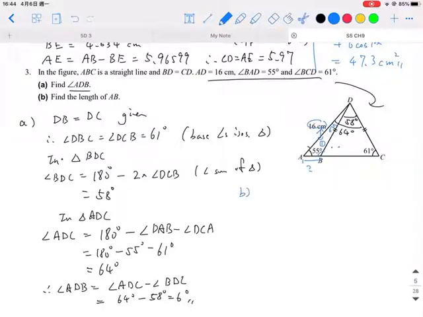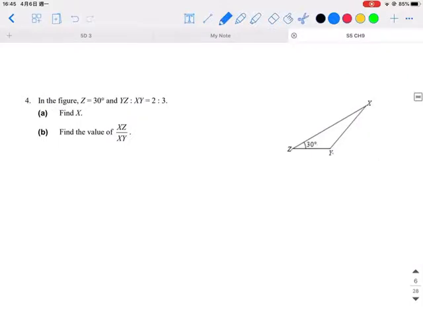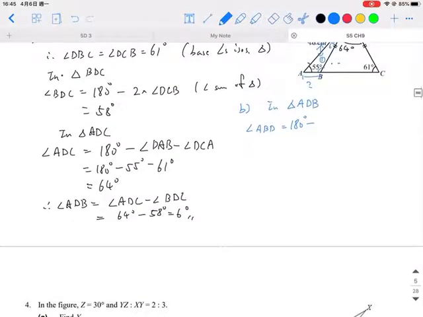To present it, in triangle ABD, the angle ABD is equal to 180 minus angle DBA, and then minus angle ADB, which is equal to 180 minus 6 degrees minus the other angle, and you will get 119 degrees. So we finished the first step, and for the second step, we apply the sine formula.